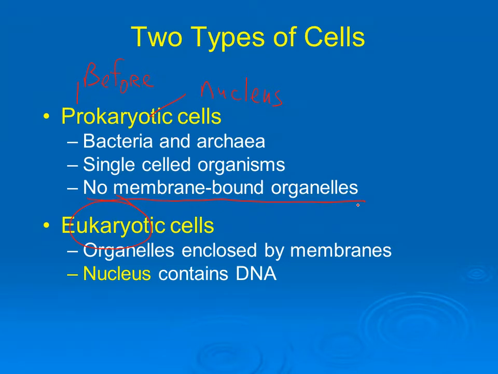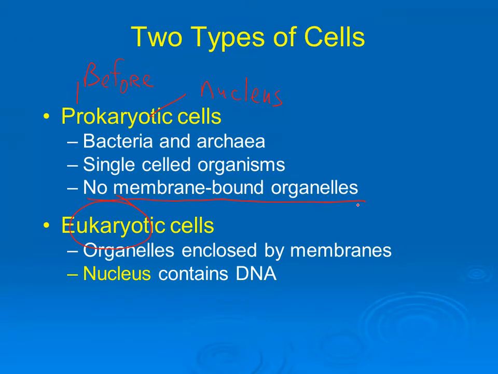Organelles are small organs that carry out some particular type of function and that generally have double membranes around them. Well, prokaryotic cells don't have those types of organelles. They still have some organelles, they just don't have those that are membrane bound. And we'll talk more about those in later chapters.